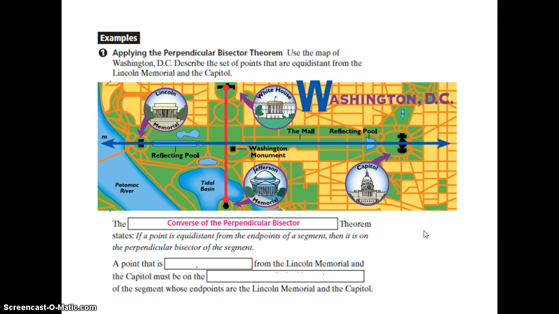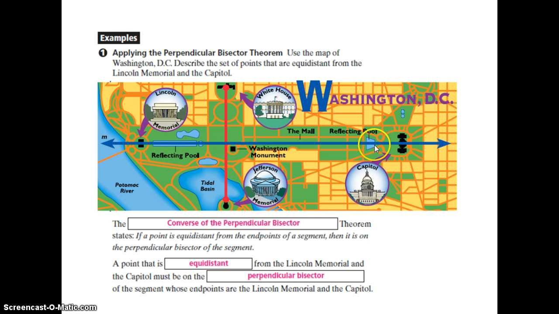That the converse of the perpendicular bisector theorem states if a point is equidistant from the endpoints of a segment, then it's on the perpendicular bisector of the segment. And a point that is equidistant from the Lincoln Memorial and the Capitol must be on the perpendicular bisector. Now, to be clear on this, this last statement here bothers me. I don't think it's very clear. It kind of says to me that if a point is equidistant from both the Lincoln Memorial and the Capitol, that it's the perpendicular bisector. And clearly, these two things are not the same distance from each other.